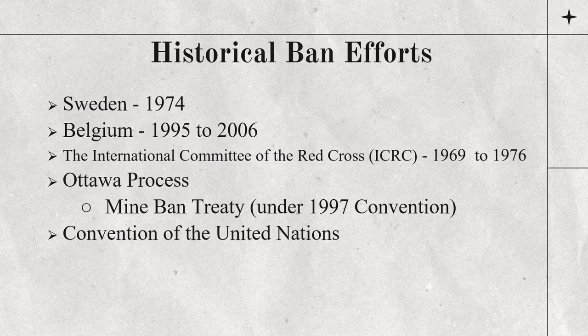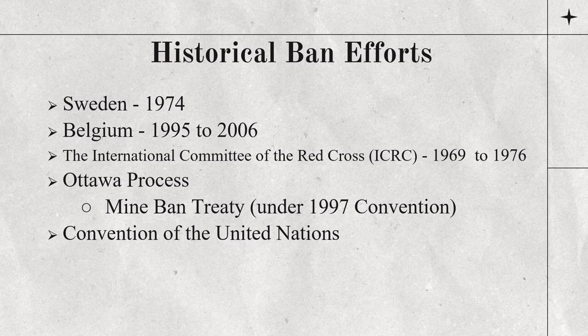Historical ban efforts. In 1974, a Swedish-led proposal addressed two features of cluster munitions, which are their indiscriminate effect and the risk of unnecessary suffering to soldiers from many small bomblet fragments. In diplomatic work in the 1970s, comparatively little attention was given to the post-conflict hazards created by the scattering of massive quantities of explosive submunitions.